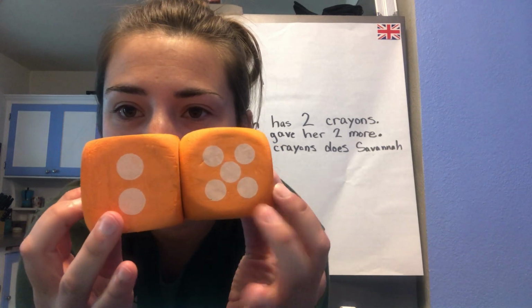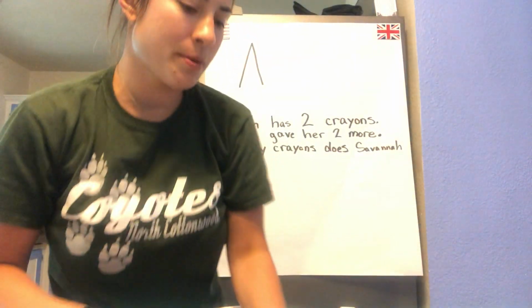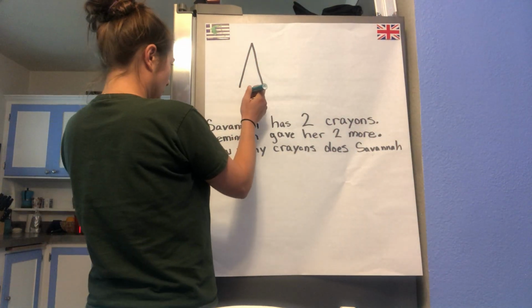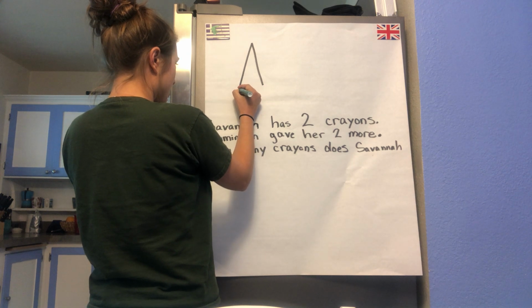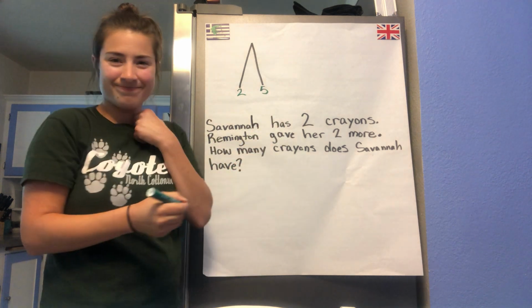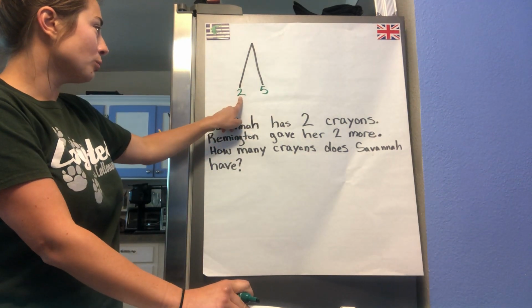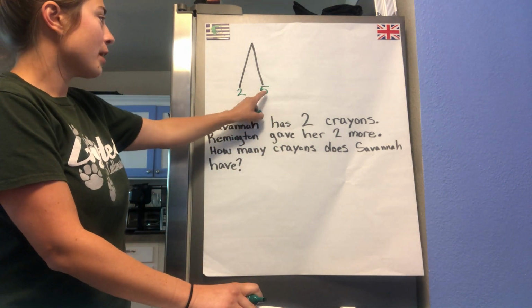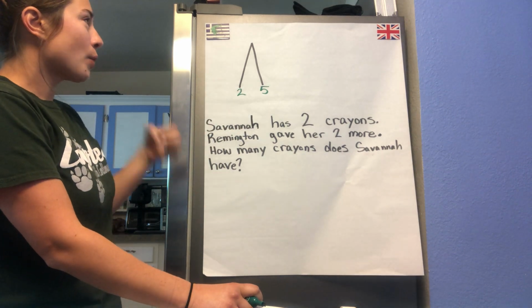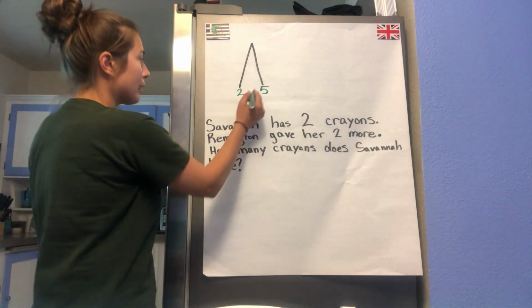Two and 5. I'm going to write it on my math mountain. So 2 is a smaller number than 5. 5 is greater than 2. So I know the alligator wants to go after the 5, so his mouth will be open to the 5.